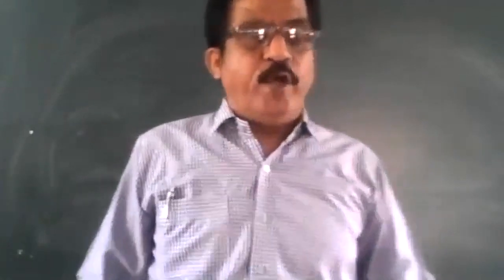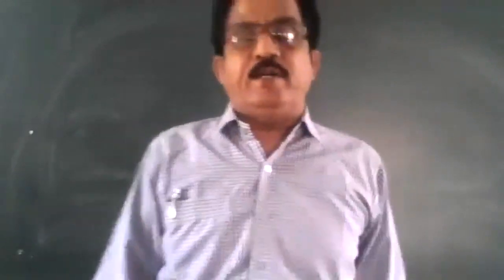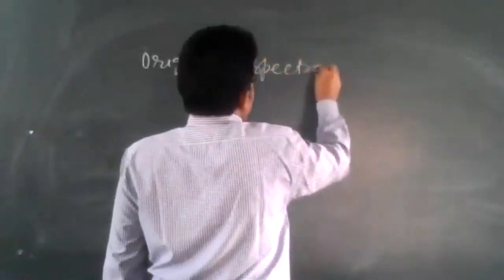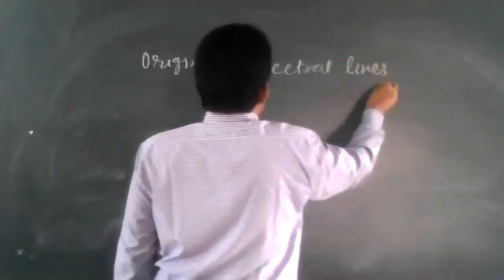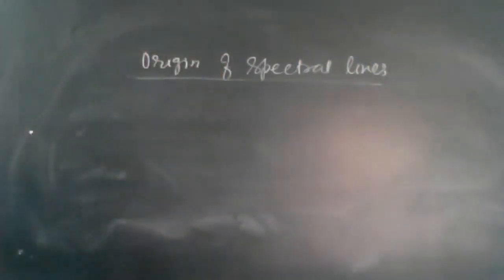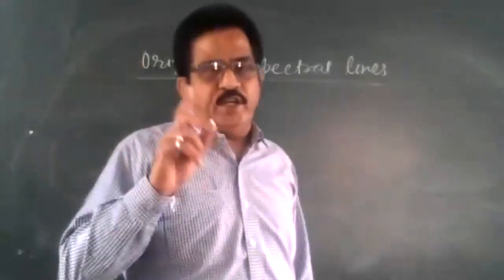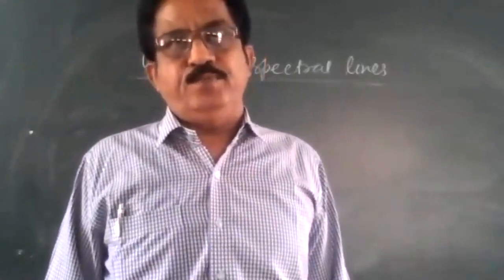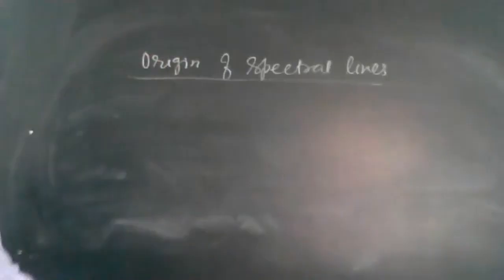Yes, so I am going to start in another part of our chapter, that is origin of spectral lines. Origin of spectral lines that we are going to see here. We know very well, my dear children, at room temperature, most of the hydrogen atoms are in ground state.